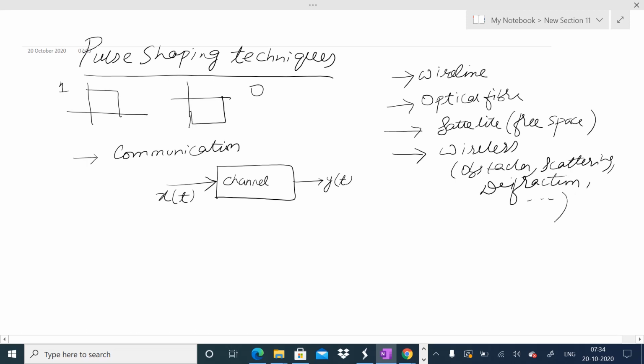Whatever it is, I can think of this as a system, and I can think of the input as what we transmit and the output as what we receive. In fact, this modeling will be very useful when we study fading and other channel modeling. So a channel is usually modeled as a linear but time variant system.